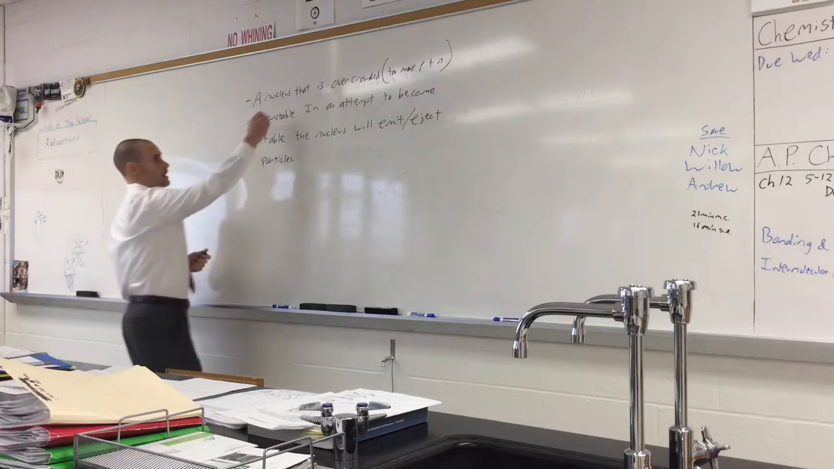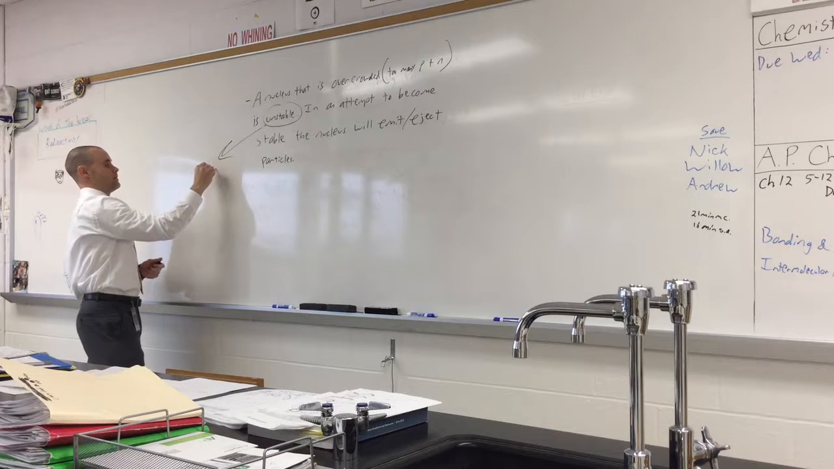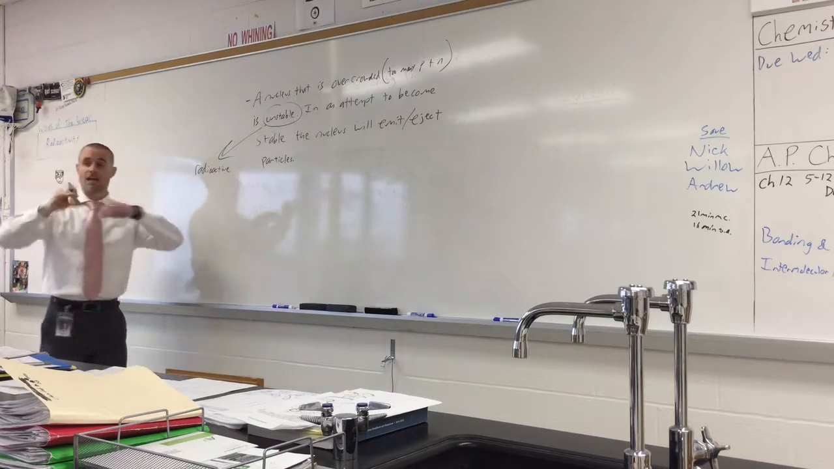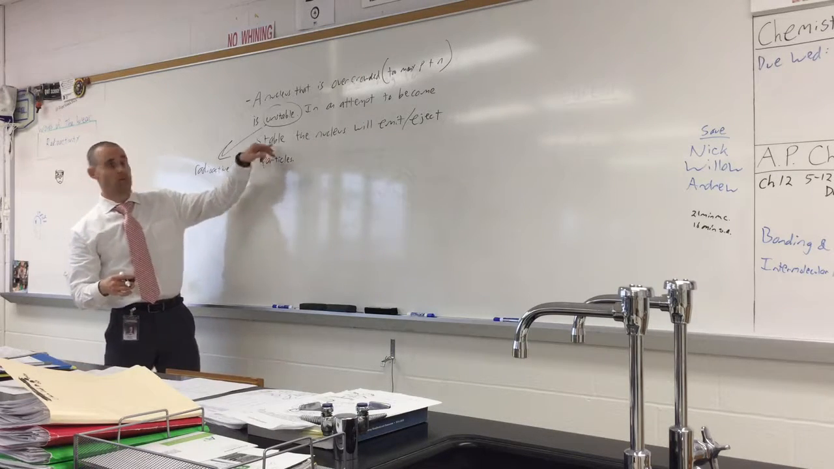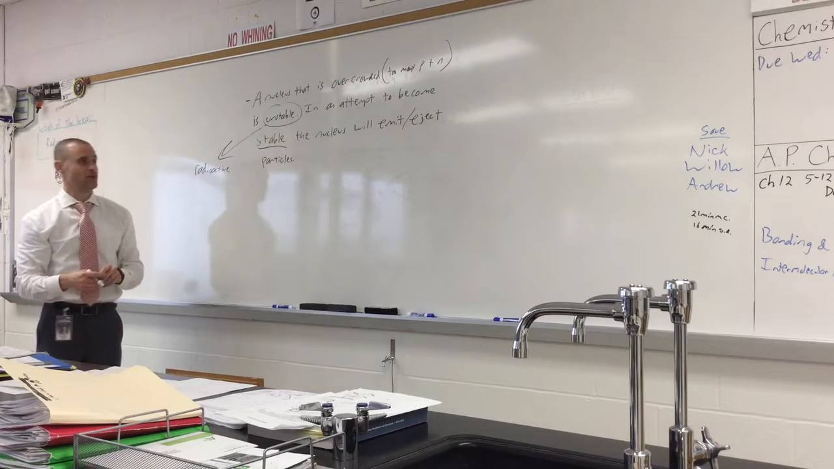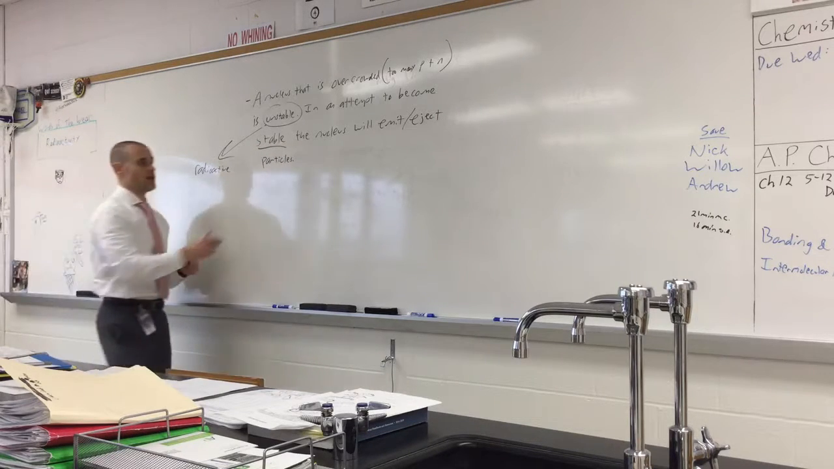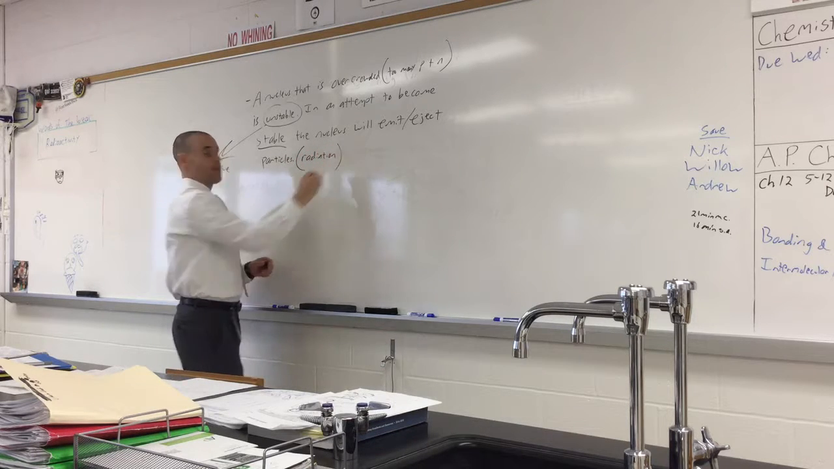That unstable nucleus, I should highlight over here, is called radioactive. It's emitting radiation, giving off particles that can hurt us. That's what they're trying to do to become stable. So in an attempt to become stable, a nucleus will emit or eject particles, and these particles, that's radiation.